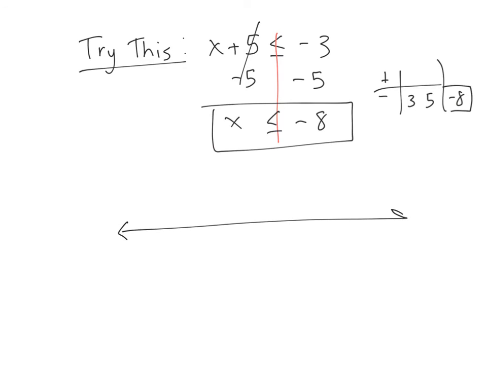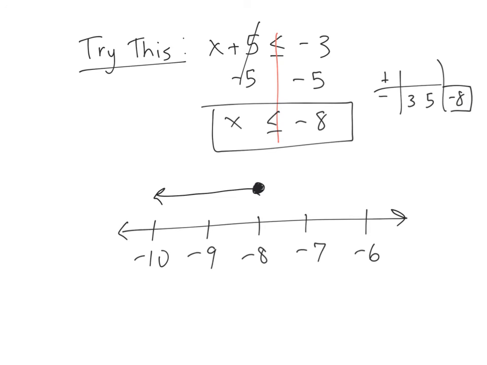If I want to draw it on a graph, again I have the or equal to underneath. So it's going to be a closed circle or a closed dot at negative 8. Bigger numbers, negative 7 and negative 6, are not going to be less than negative 8. Numbers that are going to be less than negative 8 are the smaller ones like negative 9 and negative 10. So I'm going to draw my arrow in that direction.